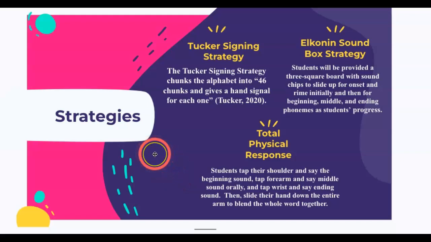And I used total physical response. So for this, I had students put out their arm. They tapped the top of their shoulder for the beginning sound, their forearm for the middle sound, and their wrist for the ending sound of the word, and they would slide down their entire arm to blend the whole word together. So we used that to practice their segmenting and blending.